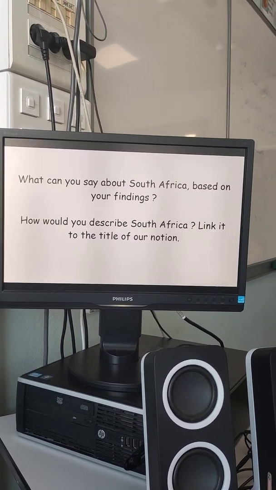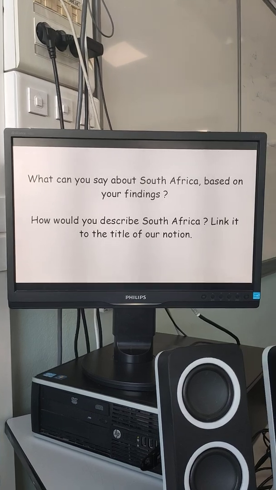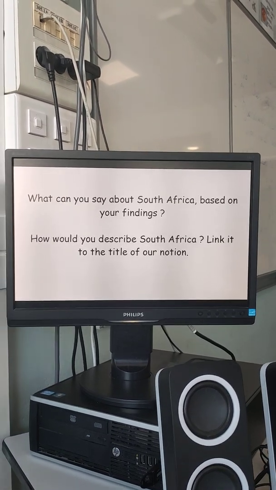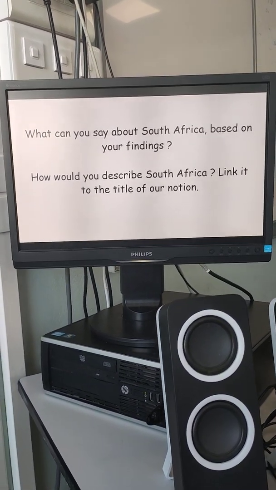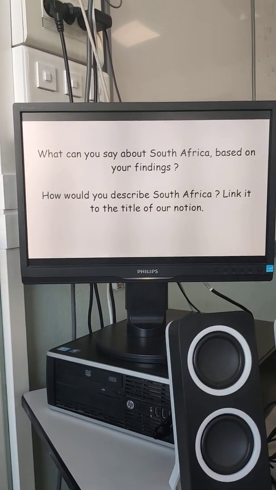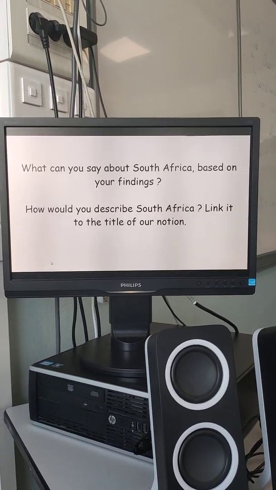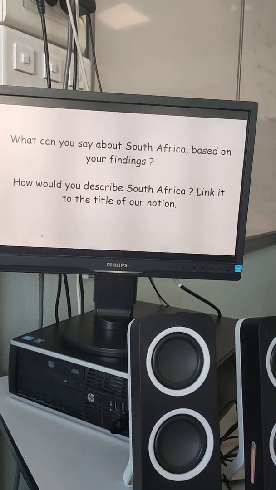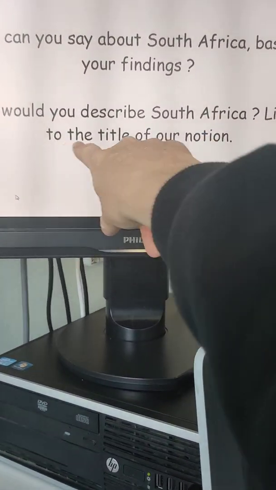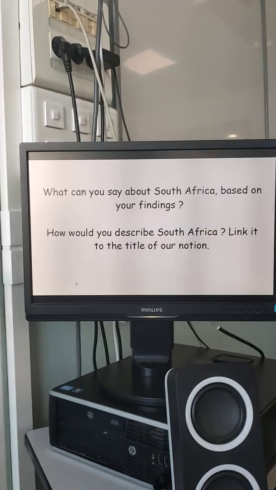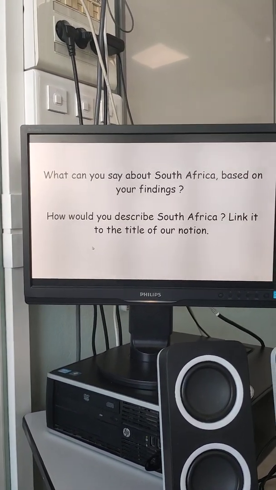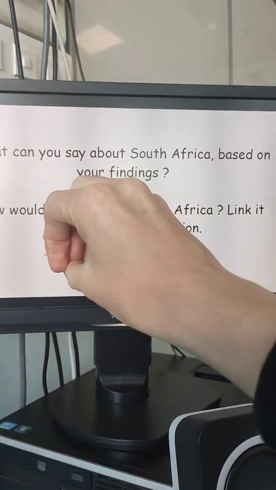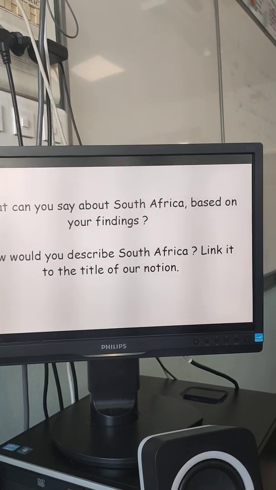I think it is very paradoxical, because a child cannot be born. Being born cannot be a crime. However, if you remember, I talked about apartheid, which is the system of legal racial separation. So maybe, to link it to the title of our notion, maybe there is a link between the fact that black people and white people couldn't marry.